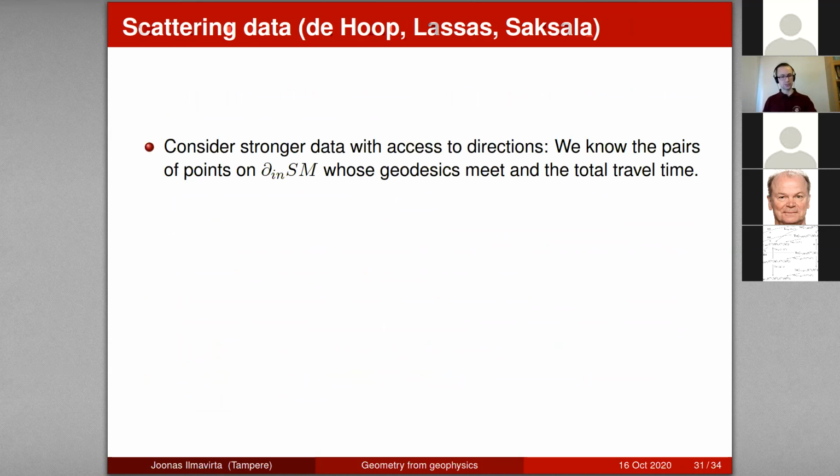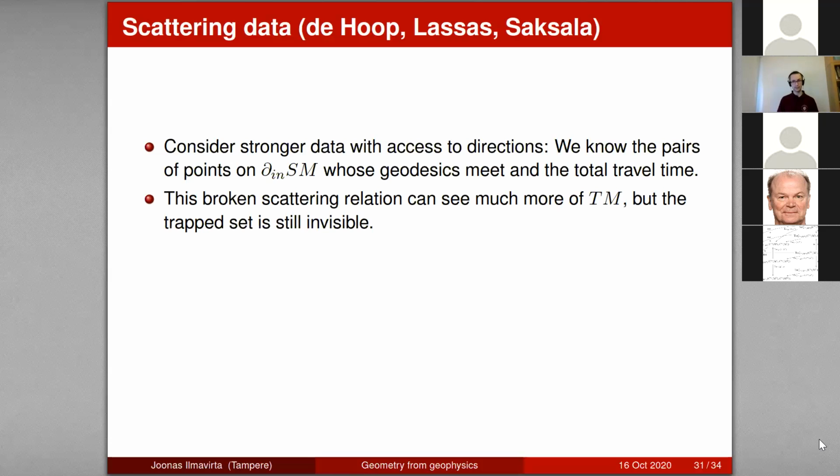So this is just a mathematical, or geometrical, way to formulate a situation where we know single scattering measurements. If you do single scattering measurements, this is what you would see from a geometrical point of view. And this we call the broken scattering relation. It can see much more of the tangent bundle, so it can see much more of the manifold and the geometry, but there is still something invisible, and that is the so-called trapped set.